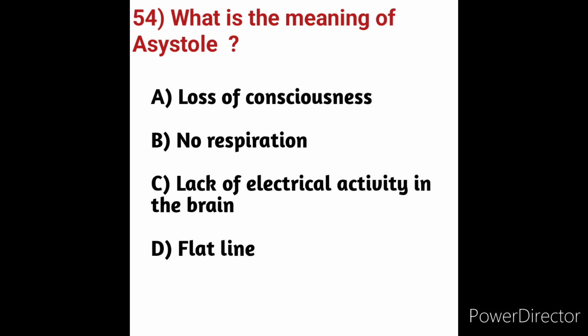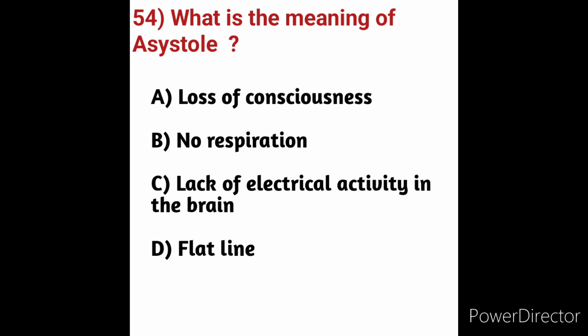What is the meaning of asystole? We will see here option A loss of consciousness, option B no respiration, option C loss of electrical activity in the brain, option D flat line. Asystole represents the cessation of electrical and mechanical activity of the heart. So here asystole means flatline. Option D is the correct answer.